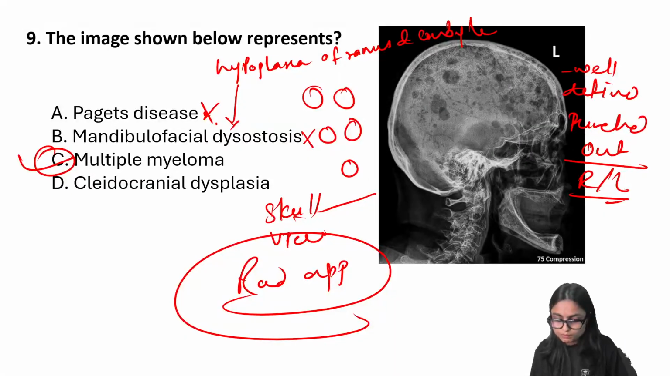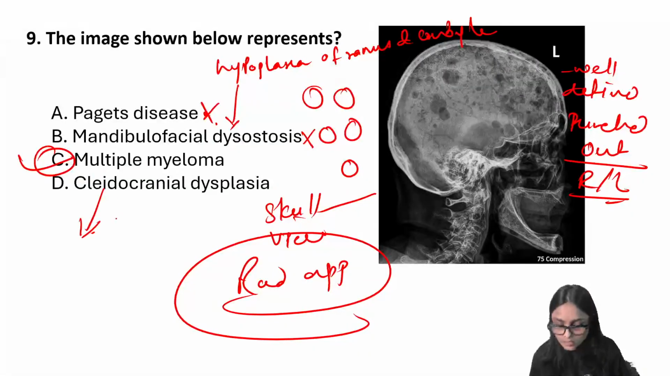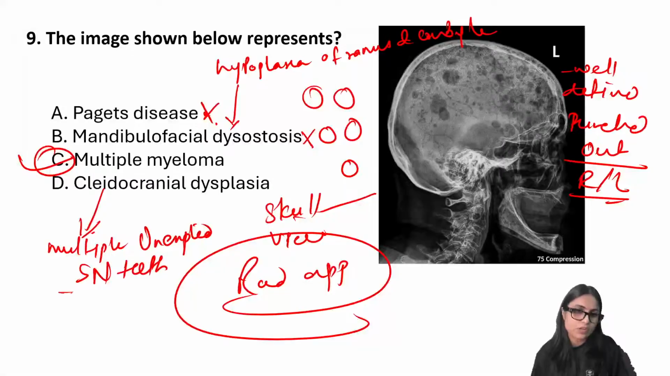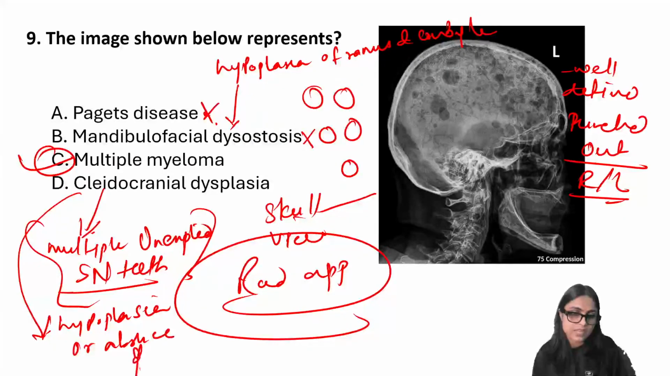Okay, so the last option that we are going to rule out is cleidocranial dysplasia. In cleidocranial dysplasia, the radiographic appearance can be multiple unerupted supernumerary teeth. Supernumerary teeth can be one of the radiographic features. Okay, and the skeletal abnormality is what? Hypoplasia or absence of clavicle. Correct? Absence of clavicle in cleidocranial dysplasia.